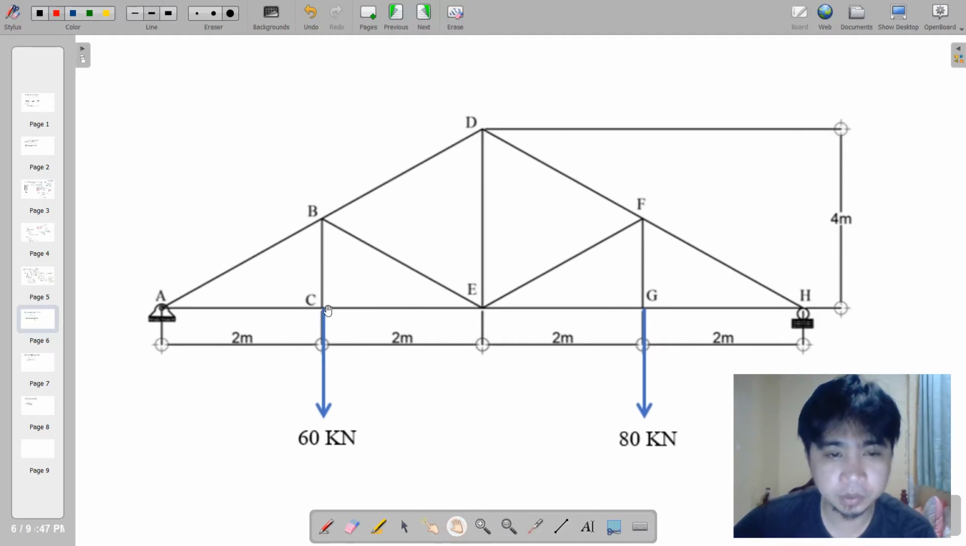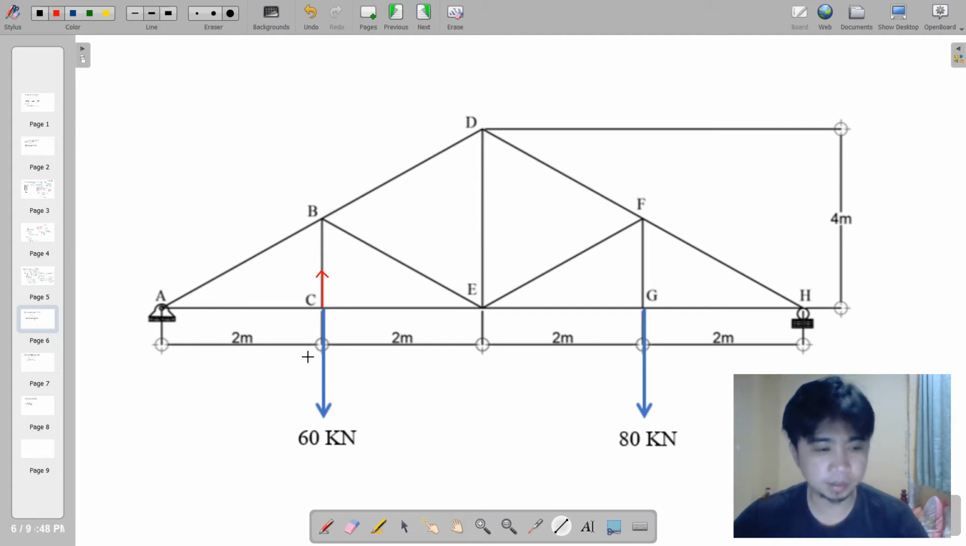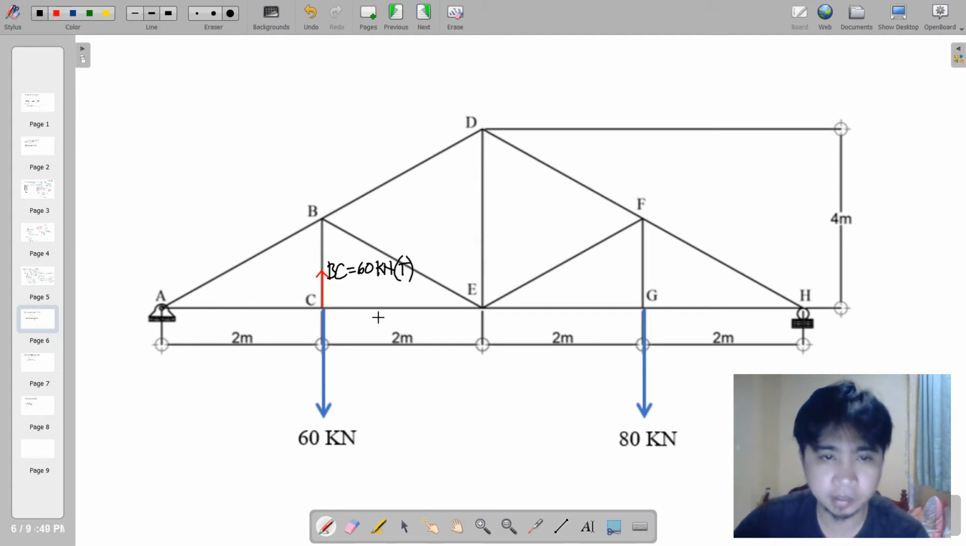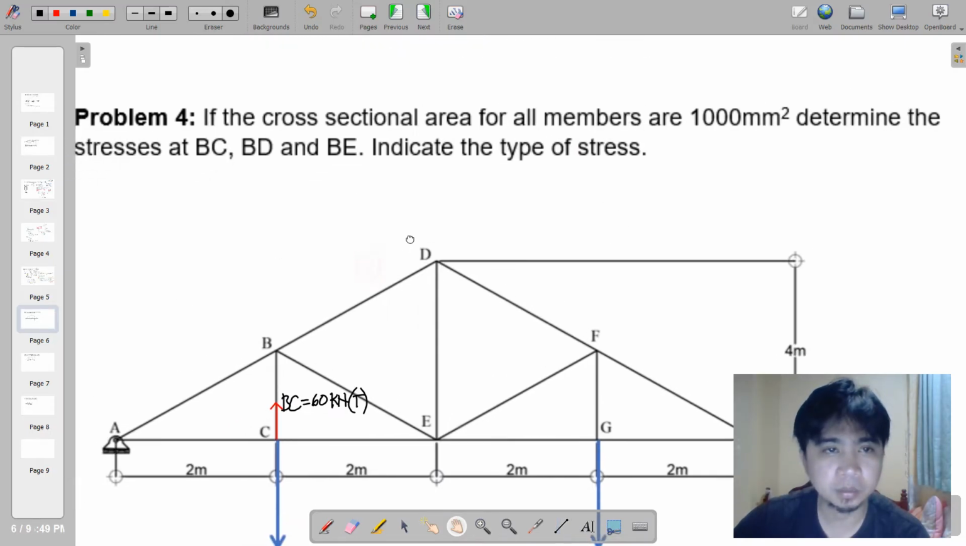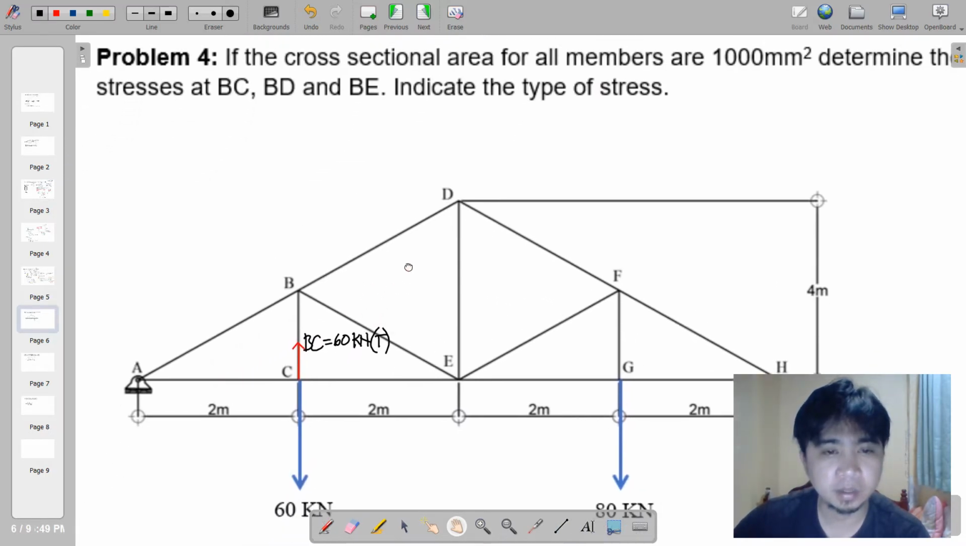So we can isolate this portion, and obviously there is no other vertical here, so we can just say that member BC is tensile because it must resist the 60 kilonewton, going against its direction. So BC is tensile, and we can place it there: BC is equal to 60 kilonewton tensile. Then we proceed to the other unknowns, BD and BE.